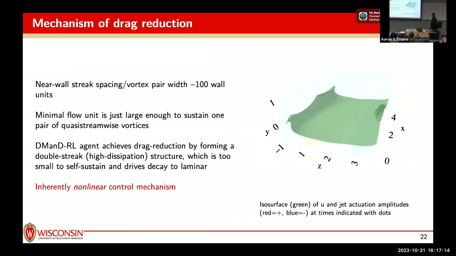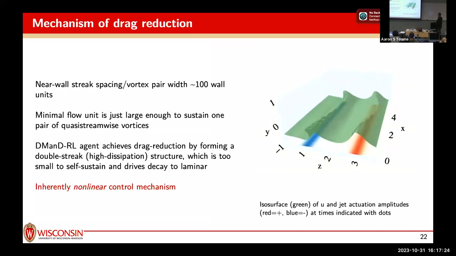And it turns out it learns to do it in a really interesting way. And so I'll show this little movie. Here, the colors are just intensity. So what it ends up doing, see here, there are two low speed streaks now. Two low speed streaks is one too many to be self-sustaining in this small geometry. There's too much dissipation associated with putting two pairs of streamwise vortices together.